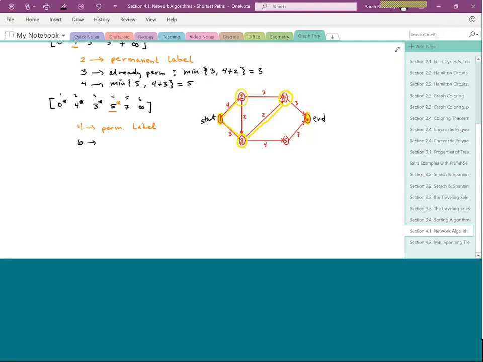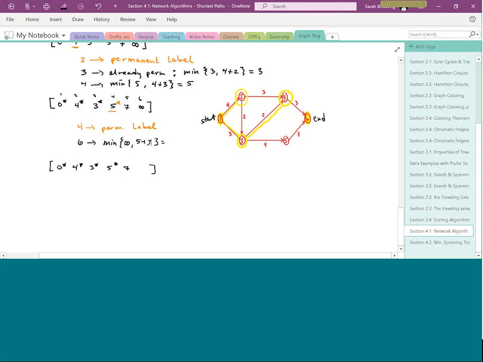Now, when we look at vertex 6, what happens? We're totally looking at changing its label. It's currently infinity, so we're definitely going to change its label. And we're going to look at the current label on vertex 4 that is now permanent. That label is 5. And we're going to add something to it. What should I add to it? What should be after that plus? Three. Yep. So 3 would be how long it takes to travel from vertex 4 to vertex 6. So we'll totally add the 3.